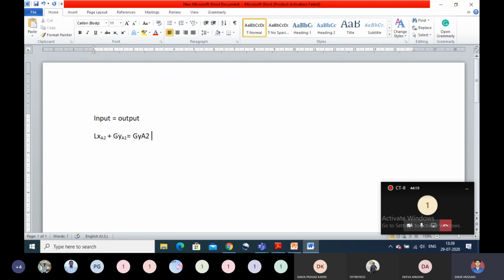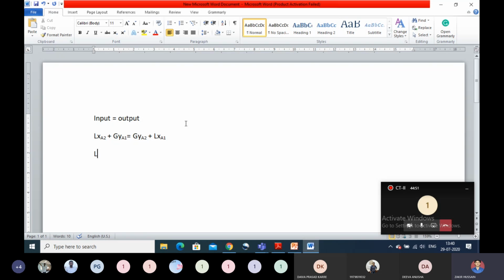So G YA2 plus L XA1. So this is the component balance. We have written it for both gas and liquid. So we have to just interchange the variables. Now all G will be brought to one side, all X on one side, all L on one side.